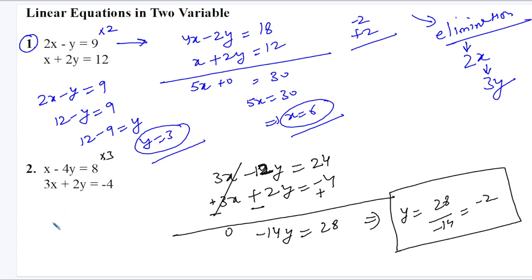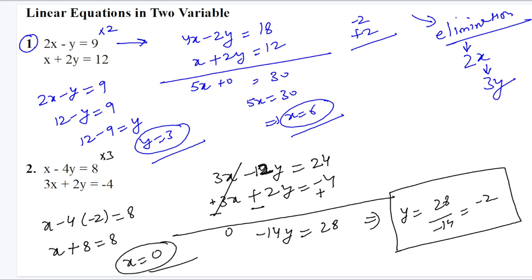So x minus 4 times negative 2 equal to 8. Negative, negative when multiplied will become positive. 4 times 2, 8 equal to 8. Taking 8 on the other side, this becomes 8 minus 8, 0. So x is 0 and y is negative 2. This elimination method is the faster method of solving two equations involving two variables.